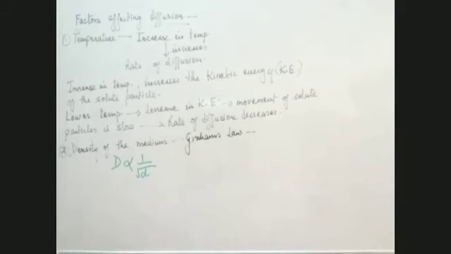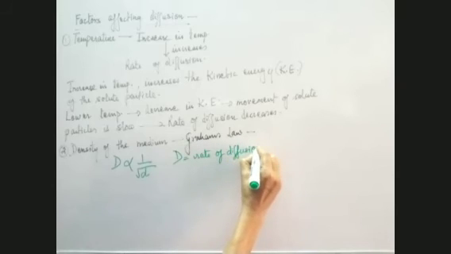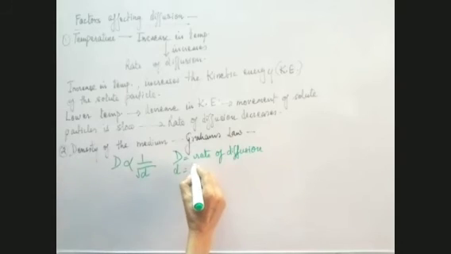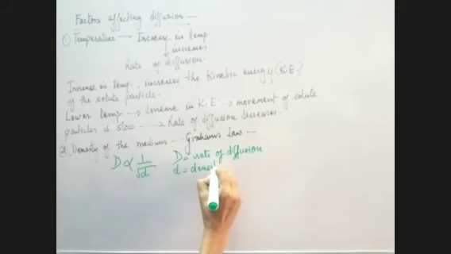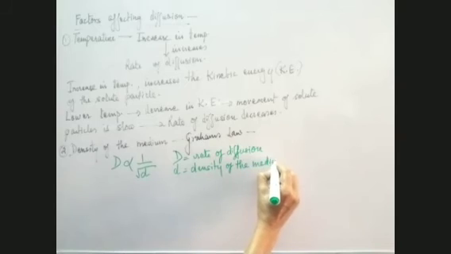Now, what is this D here and what is small d here? The capital D in this case is the rate of diffusion, where capital D is equal to rate of diffusion. And the small d in this case is the density of the medium. Capital D is the rate of diffusion, small d is the density of the medium.